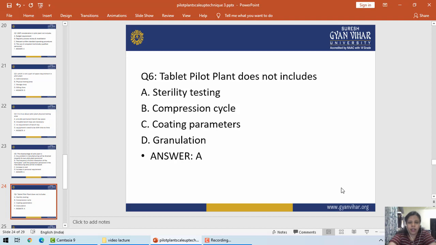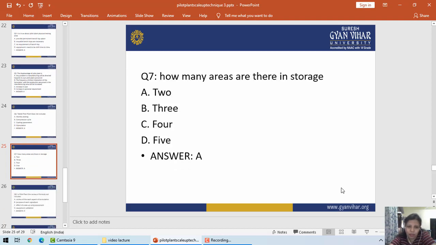The next is: the tablet pilot plant does not include sterility testing. It does not include it. Compression cycle, yes, it is included. Coating parameter, granulation, because this is a very simple question. As you know, tablets have all the steps: compression is there, coating is there, granulation is there. So in a normal type of tablet, no sterility testing is required, unless you are making some microbial or antibiotic type of tablet. Here we are discussing the general tablet. So the answer is A.